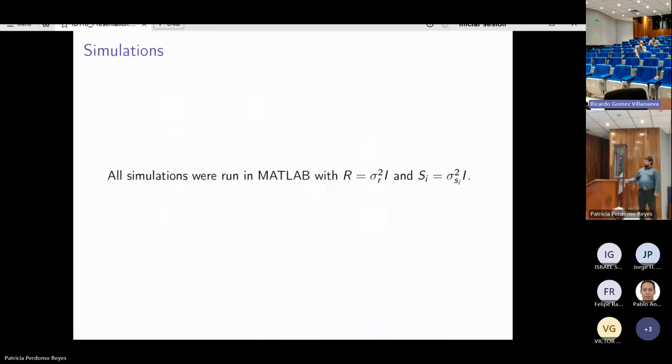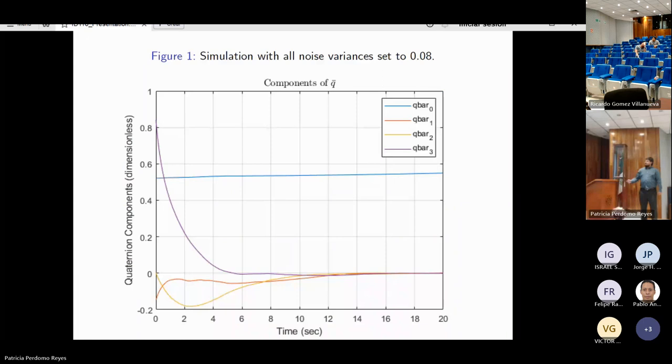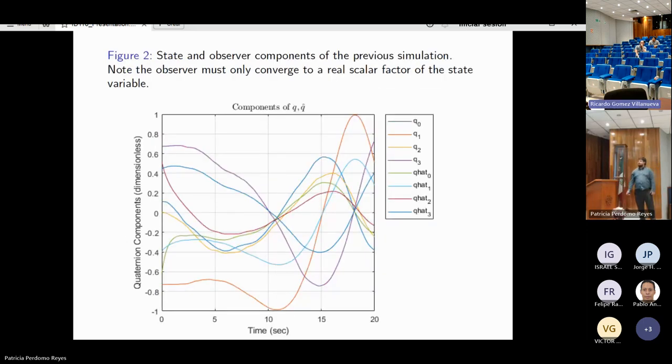So if we just set these variances of QR squared and then QSI squared, here are how the components of this error behave. The scalar component converges, in this case, to a positive number, and then the vector components all go to zero. Here is what the underlying system and observer look like.